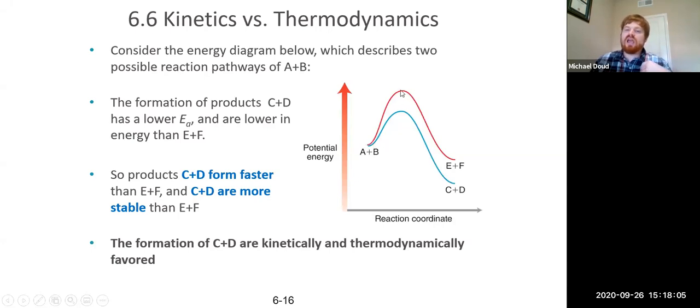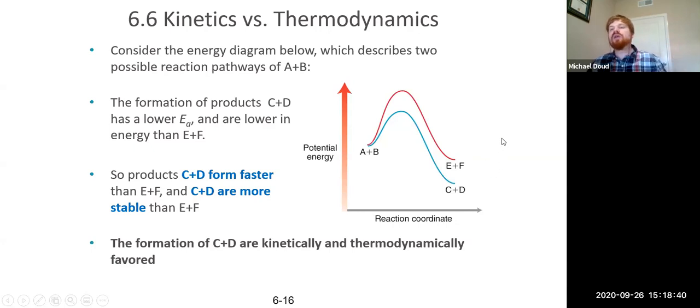Then looking at the kinetics, now we're looking at the activation energy. We start from A and B here, and for the C and D reaction, we go up to the top of this blue hill, and for the E and F reaction, we go to the top of the red hill. As we can see, the activation energy to get from A and B to E and F is much greater than the activation energy from A and B to C and D. So the activation energy for the path A and B to C and D is lower. That means that the reaction is going to occur more quickly. In other words, we would say A and B going to C and D is kinetically favored as well as thermodynamically favored.